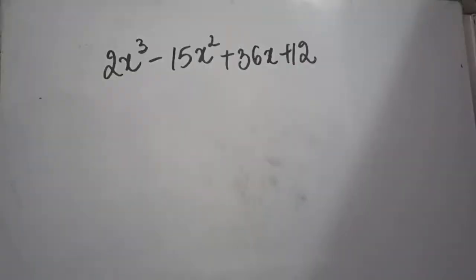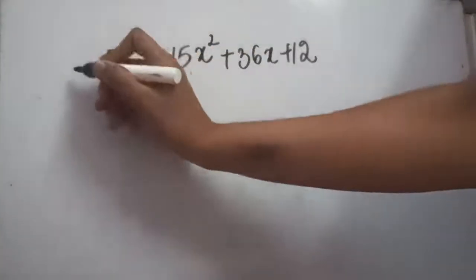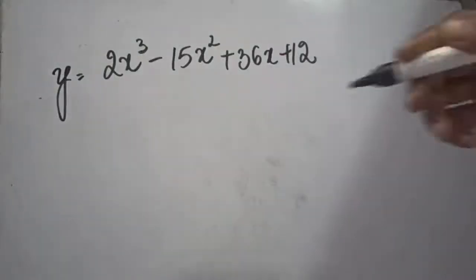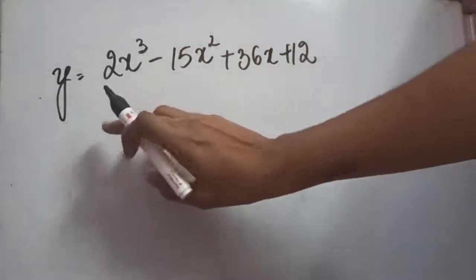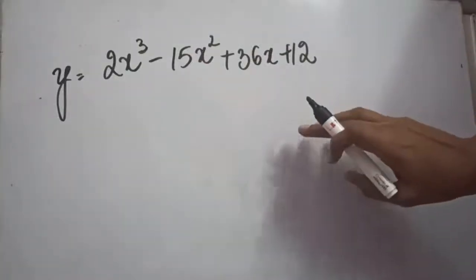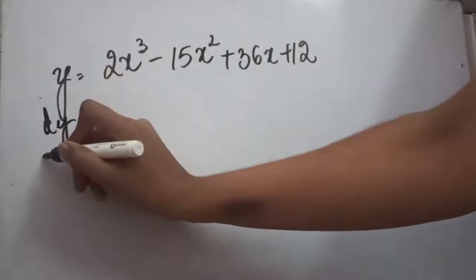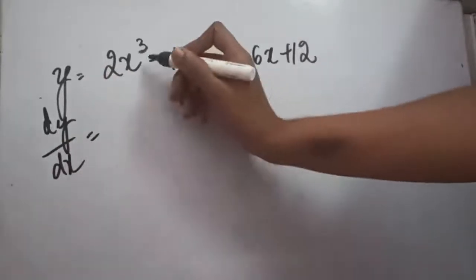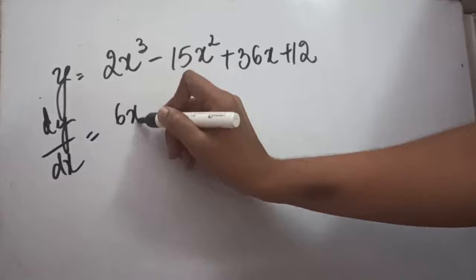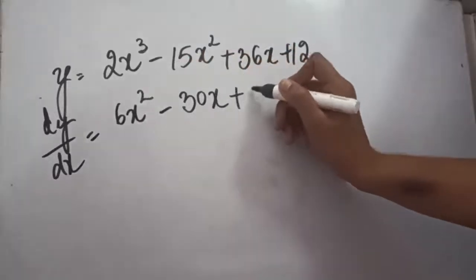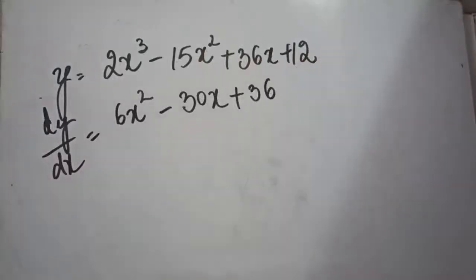Now let us see one practical example which we will be solving with the help of the first method of maxima and minima. As you have seen in the steps we have just noted down, the first step is to keep the function equal to y. So here I have kept the entire equation equal to y. The second step was to take the derivative, that is dy upon dx. Now the first derivative will be 6x square minus 30x plus 36. So this is the derivative.